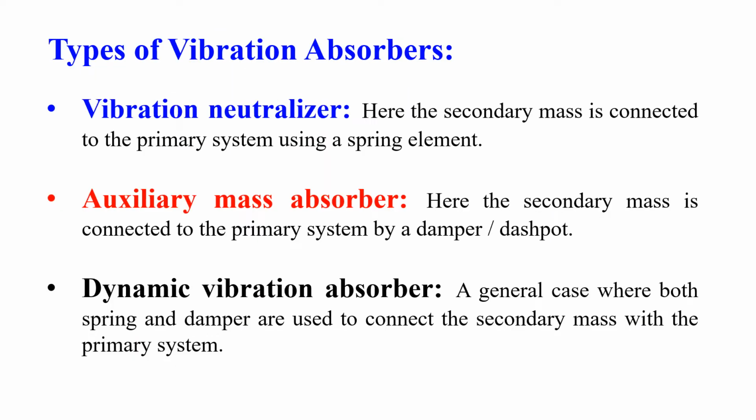Then the types of vibration absorber. First, the vibration neutralizer. Here the secondary mass is connected to the primary system using a spring element. In the auxiliary mass absorber, the secondary mass is connected to the primary system by a damper or dashpot. And the third one is the dynamic vibration absorber. In the general case, where both spring and damper are used to connect the secondary mass with the primary system, it is known as a dynamic vibration absorber.